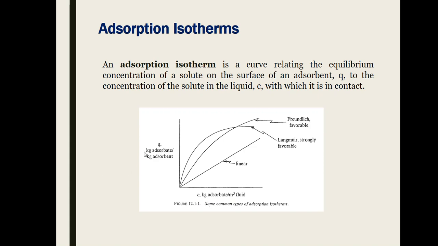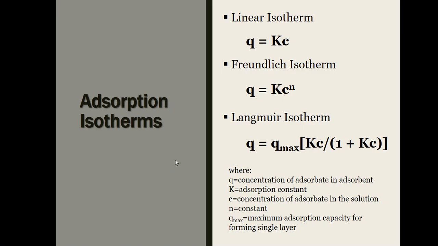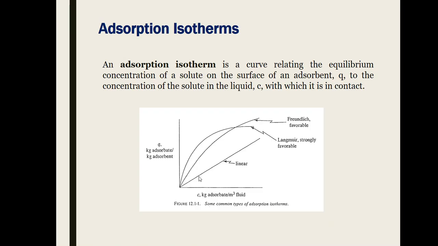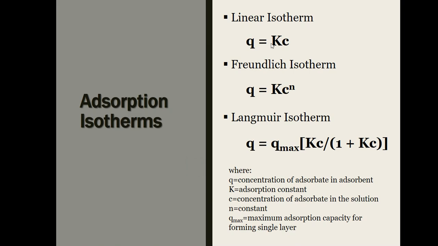This one is Q, kilogram adsorbate per kilogram of adsorbent. And there are 3, so you see 2 curves and a line in this plotting of these 2 concentrations. Let's look at the equations representing the line. So the one that is linear is referred to as the linear isotherm.